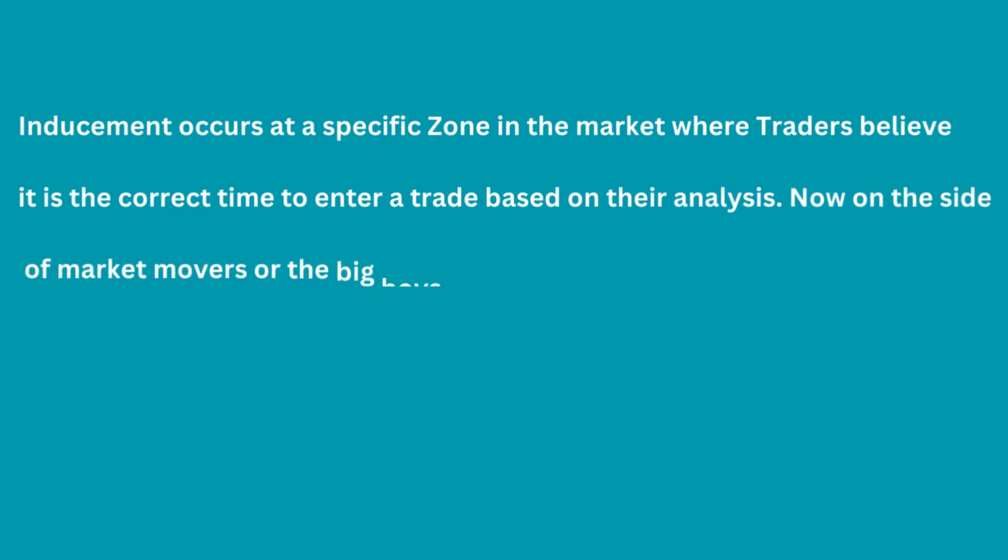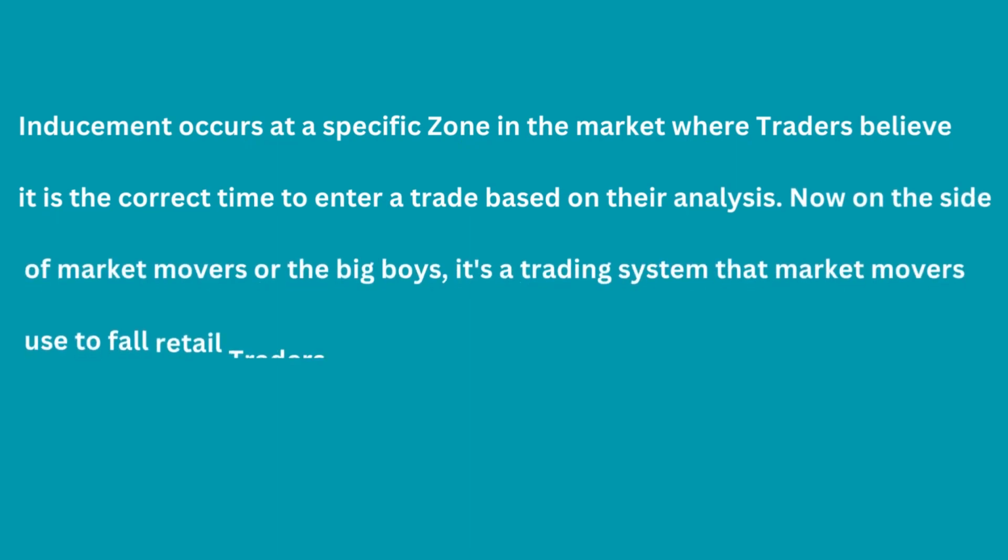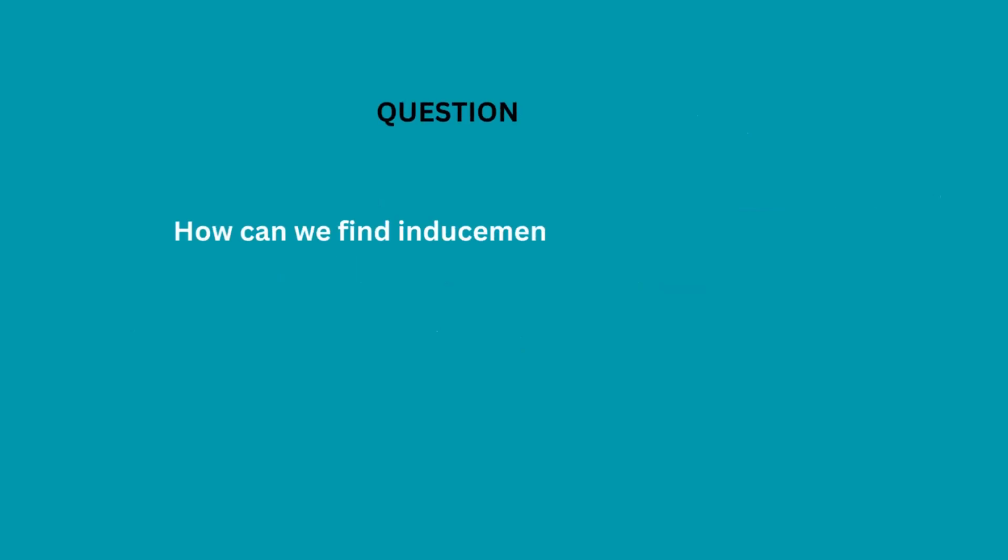Inducement occurs at a specific zone in the market where traders believe it is the correct time to enter a trade based on their analysis. Now, on the side of market movers or the big boys, it is a trading system that market movers use to fall retail traders into their traps. Now the question is, how can we find inducements?